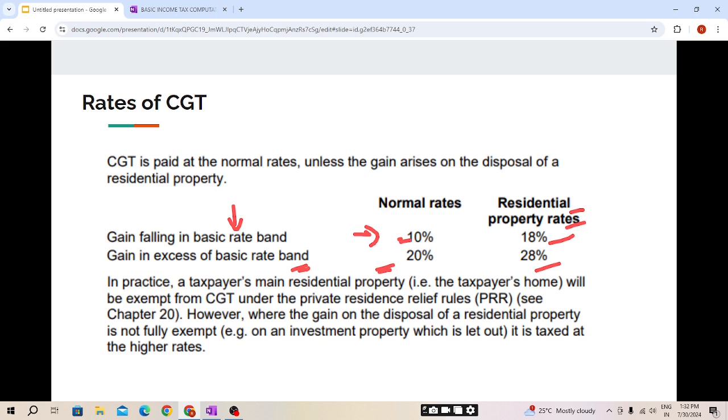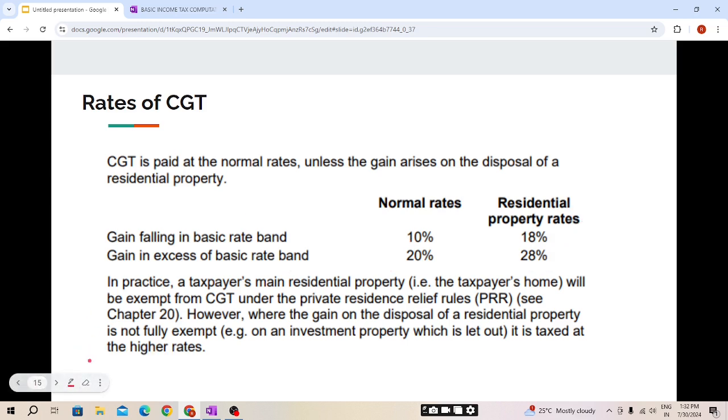The selection of the rate of tax is clear, students.